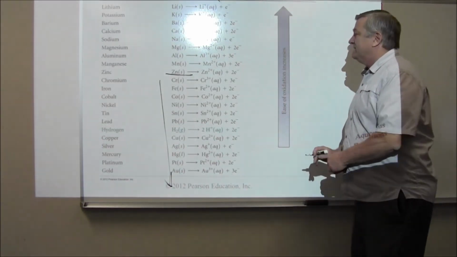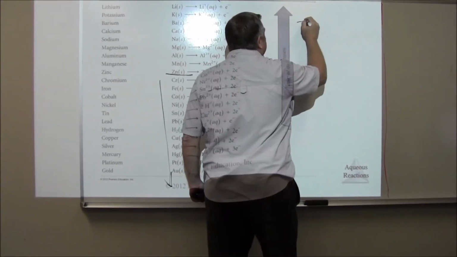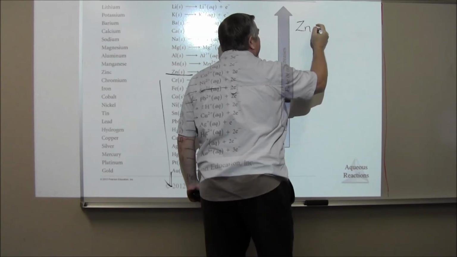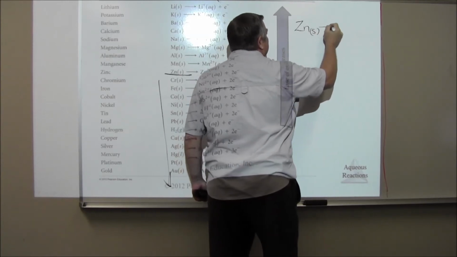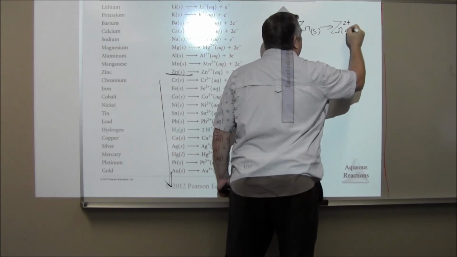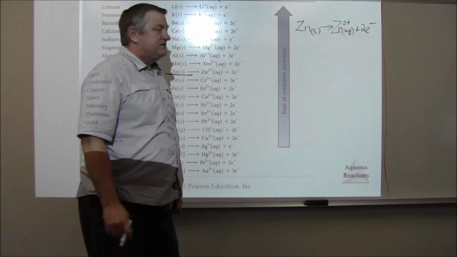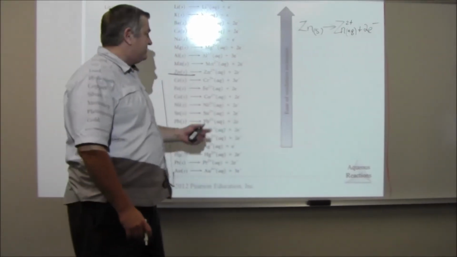And so let's take zinc again, sorry. And it's going to be the oxidized species, and it's always zinc 2 plus. So there's the oxidation reaction for zinc from the half reactions.